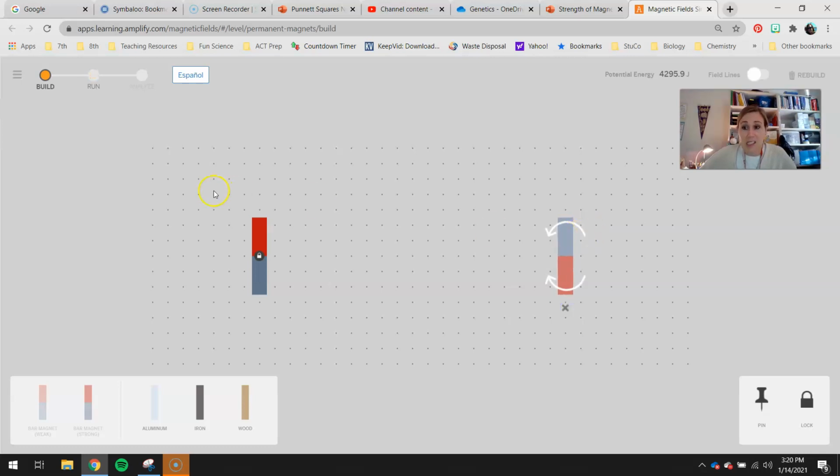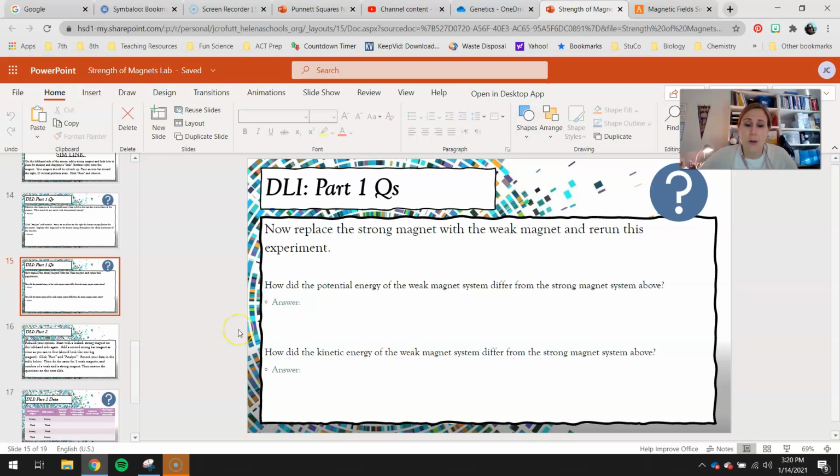Okay. And make it so it's going to move towards it. So make that attracting. Okay, now do the same kind of thing. Observe what happens when you hit run to that potential energy in the upper right hand corner. Do you have any trends you see?